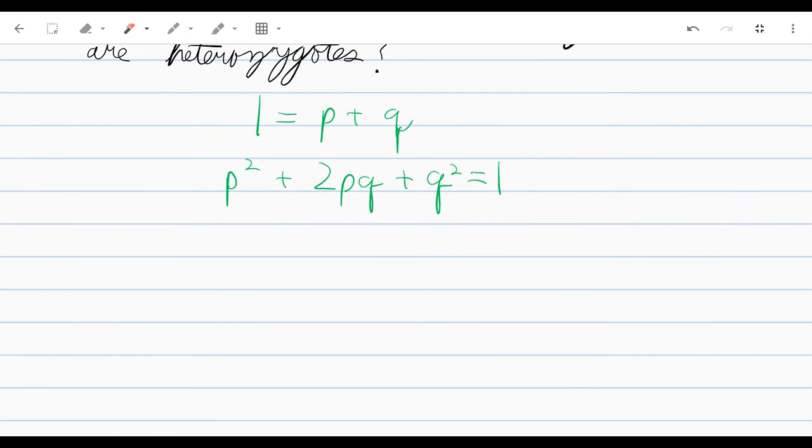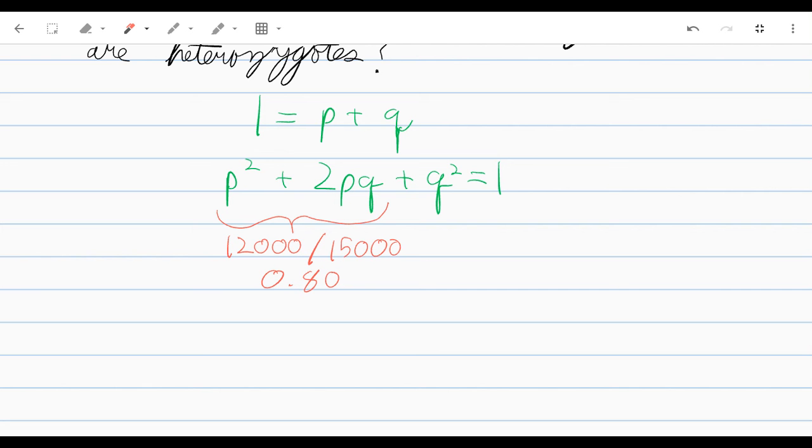We are told that of a population of 15,000, 12,000 are tongue rollers, and tongue rolling is the dominant trait. So we know that 12,000 of 15,000 is equal to P squared plus 2PQ. And that is going to be a frequency of 0.80 or 80%.